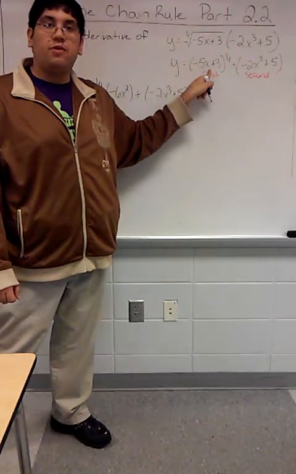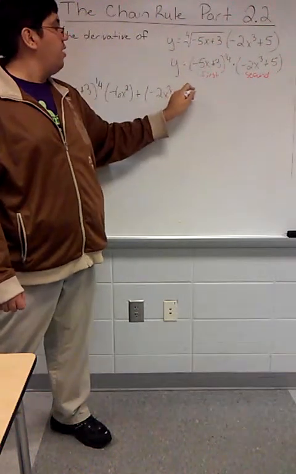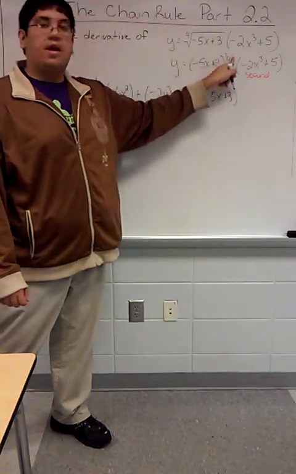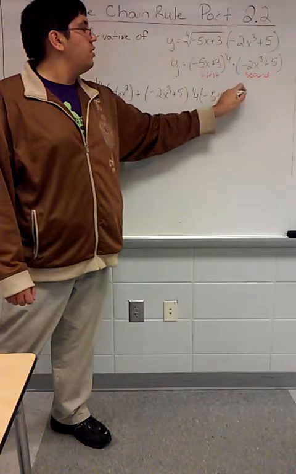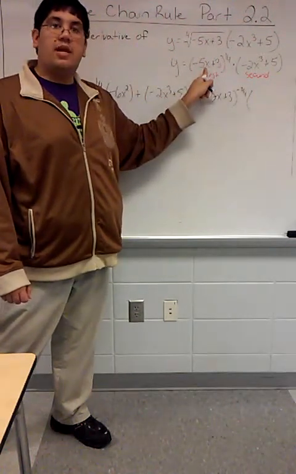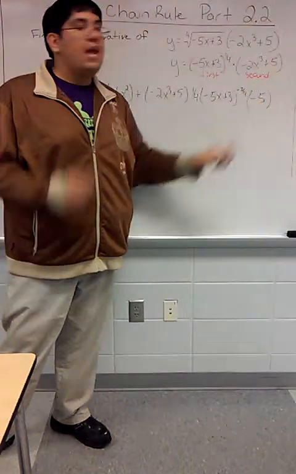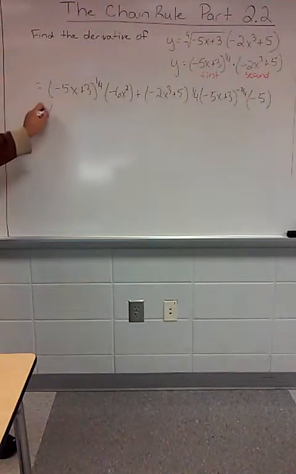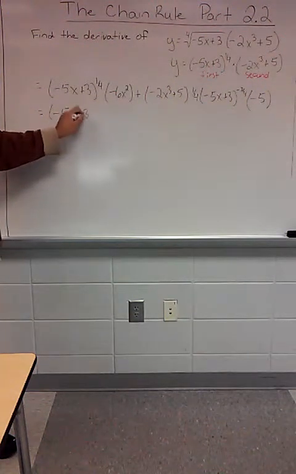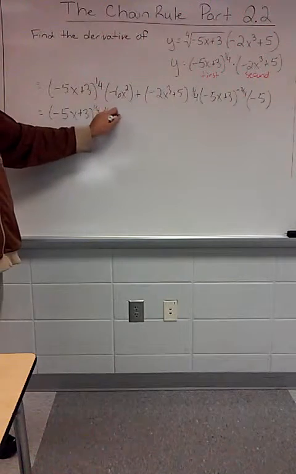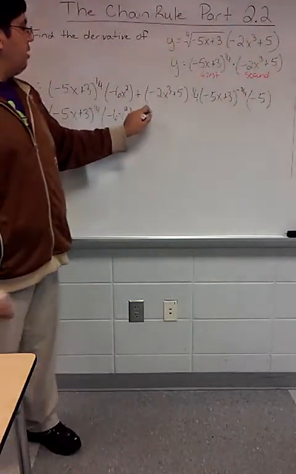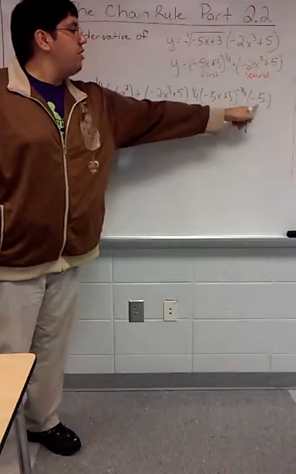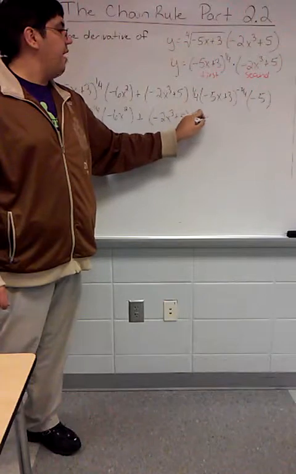Now we're going to have to use the chain rule to find the derivative. Bring the power out in front. Keep what's in parentheses. Subtract 1 from your exponent, which would be a negative 3/4. And then take the derivative of what's inside the parentheses, which would be negative 5. Now that the calculus is out of the way, let's clean it up with some algebra. I'm going to leave the negative 5x plus 3 to the 1/4 and the negative 6x squared alone. I'm going to leave this negative 2x cubed plus 5 alone, and I'm going to multiply the 1/4 times the negative 5 to give me negative 5/4.